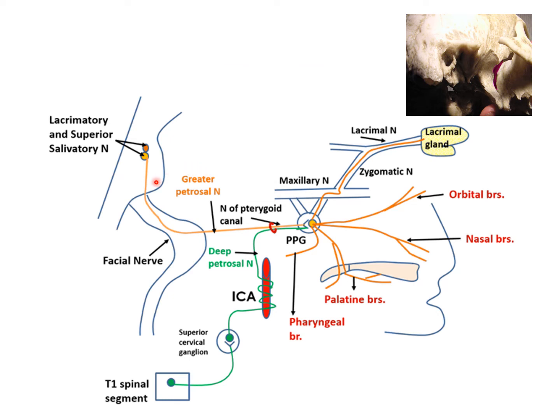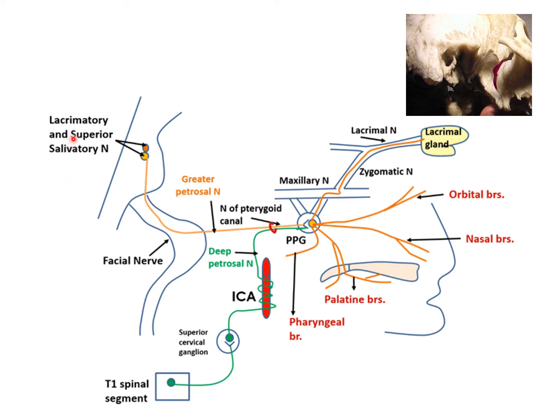This image nicely depicts the parasympathetic and sympathetic routes to the pterygopalatine ganglion, which is located in the pterygopalatine fossa between the pterygoid plates and the posterior aspect of the maxilla, where it is marked by the pterygomaxillary fissure, which is colored in magenta color, and you can see the pterygomaxillary fissure in the image above.